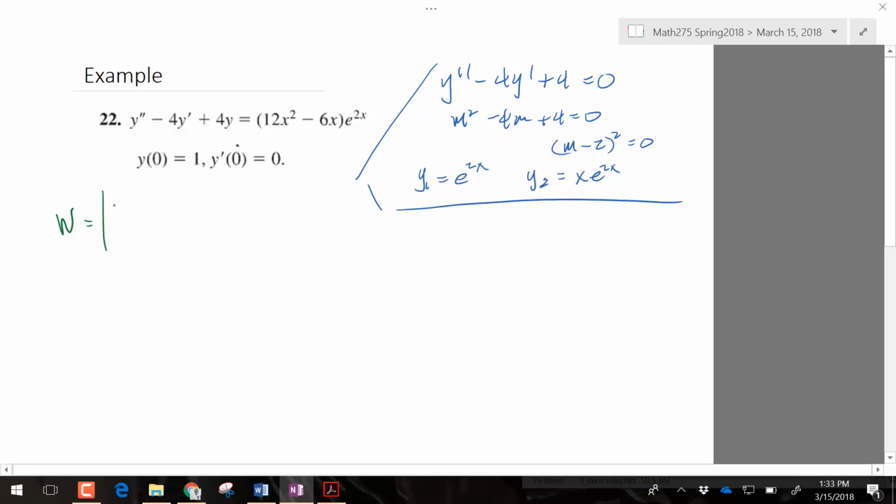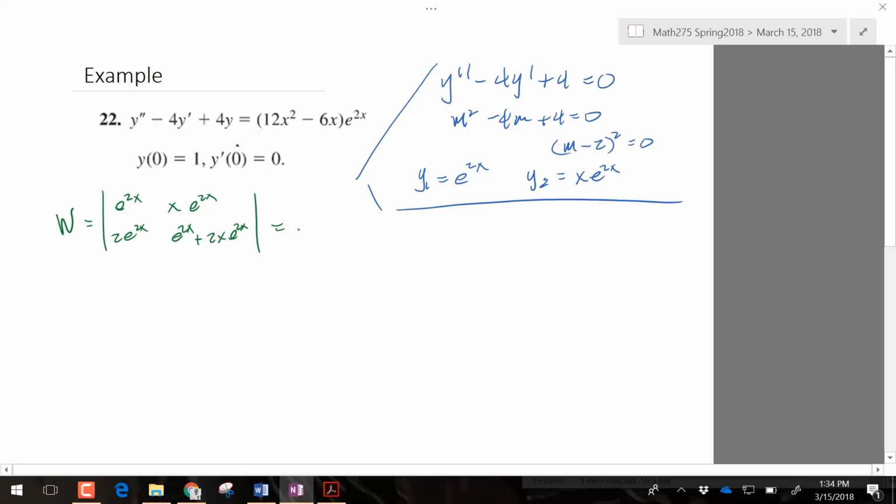Our Wronskian, e to the 2x, x e to the 2x. This is 2e to the 2x. This is a product rule. E to the 2x plus 2x e to the 2x. So derivative of the first times the second plus the first times the derivative of the second, which is 2e to the 2x.